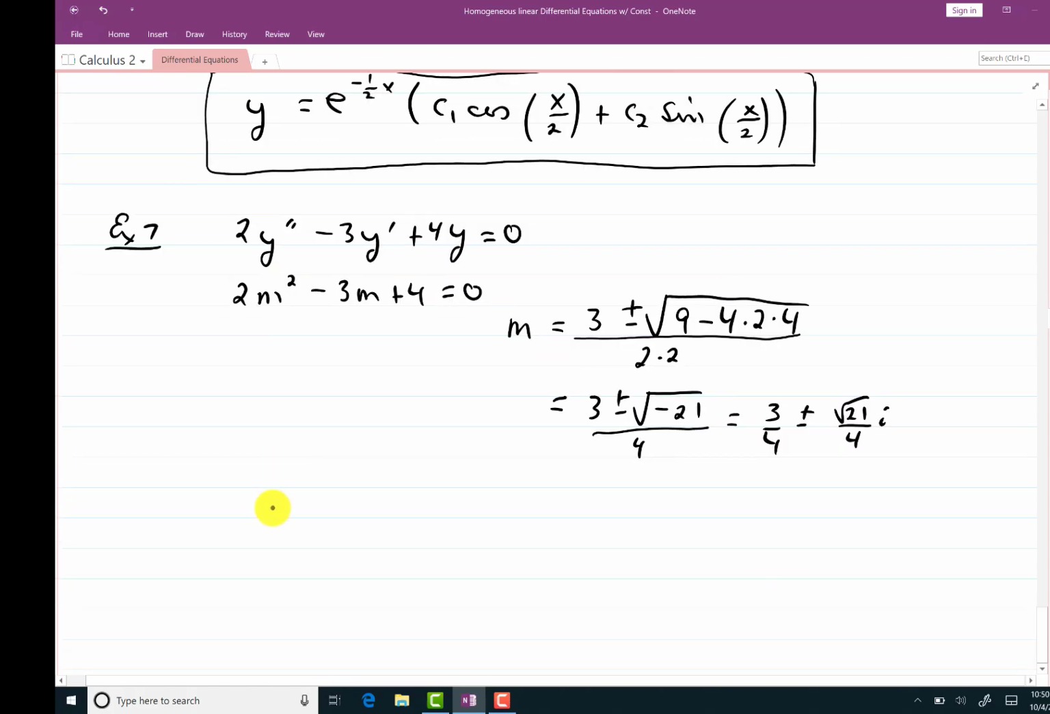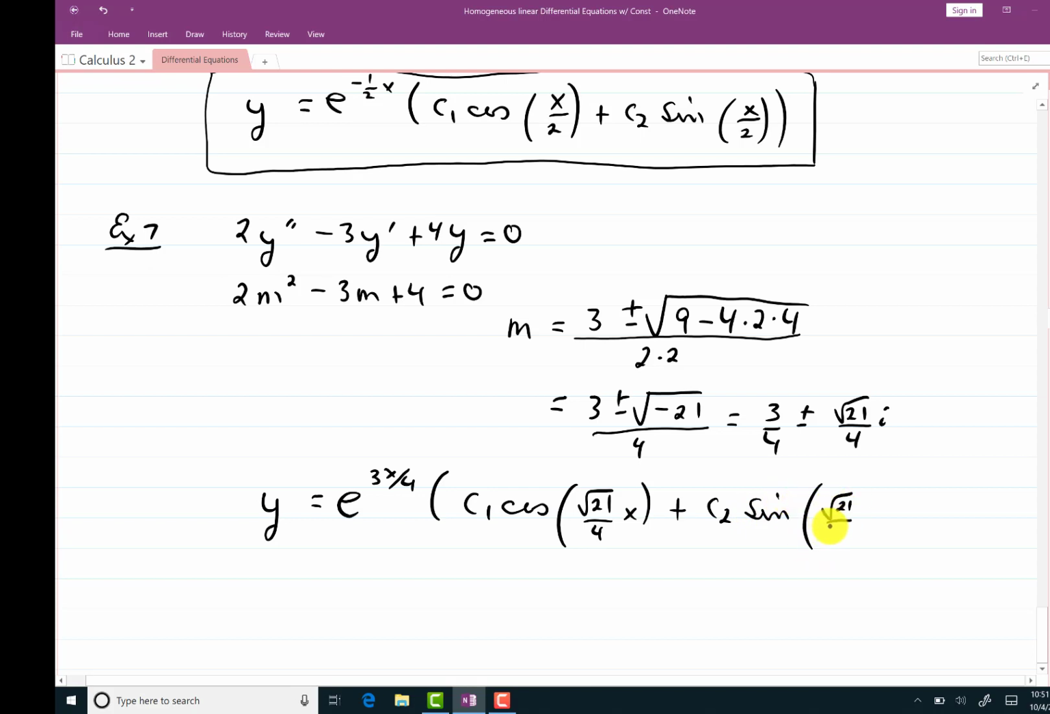So therefore we can write our answer as y equals e to the 3x over 4 times c1 cosine of radical 21 over 4x plus c2 sine of radical 21 over 4x.